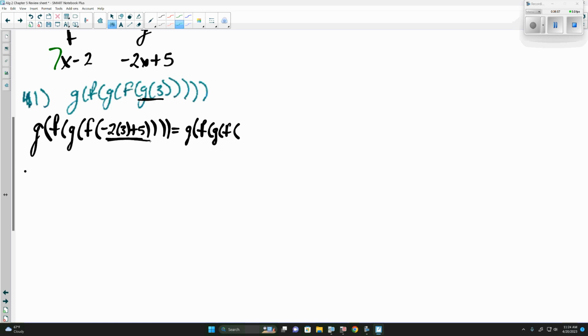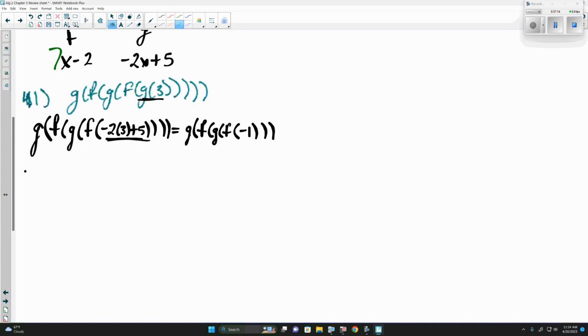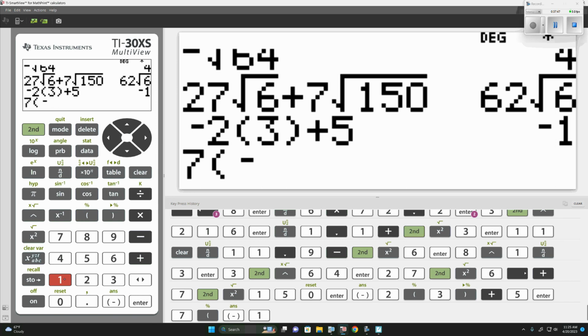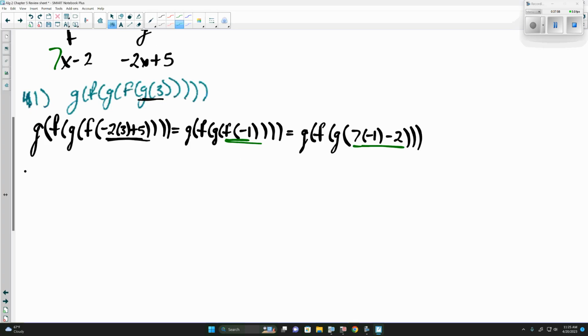Now at this point here, negative 2 times 3 plus 5. We could work this out by hand, or negative 2 times 3 plus 5 is negative 1. Now again, we're working from the inside out, so this time we're going to take f of negative 1. So we'd have 7 times negative 1 minus 2. Now at this point here, we're taking 7 times negative 1 minus 2. Again, we're just doing it in the calculator. 7 times negative 1 minus 2 is negative 9. So we replace that with negative 9.